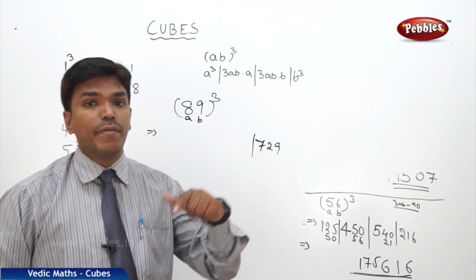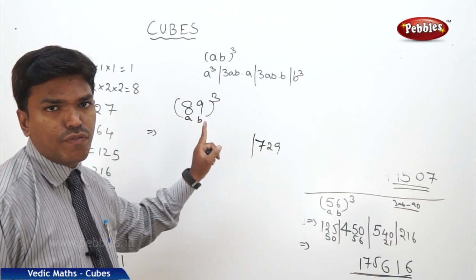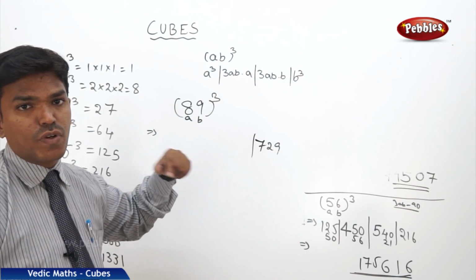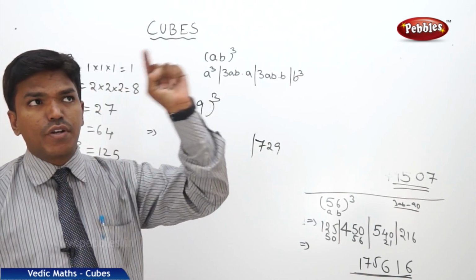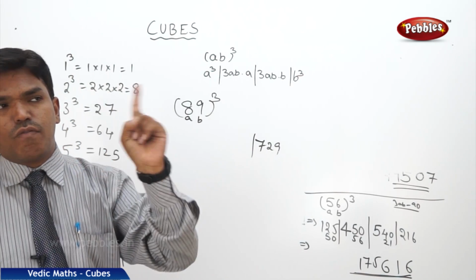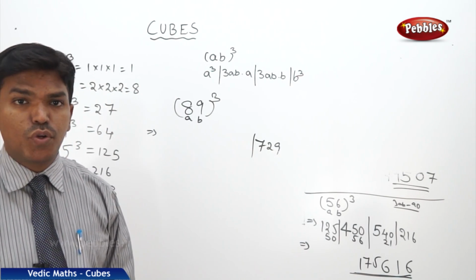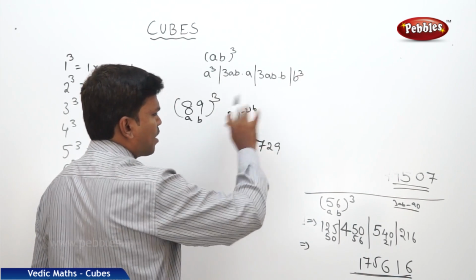So first calculate 3ab and keep it aside. So 3ab, 3 into 8 into 9. 3 8s are 24, 24 9s are how much? 9 2s are 18, 180. 180 plus 9 4s are 36. 180 plus 36, how much? 216. So 3ab value is 216. Just keep it aside.